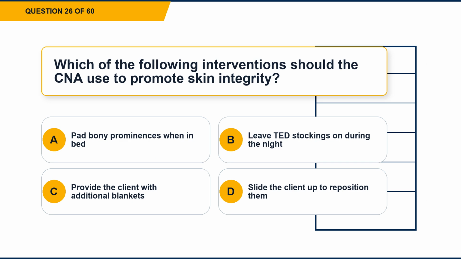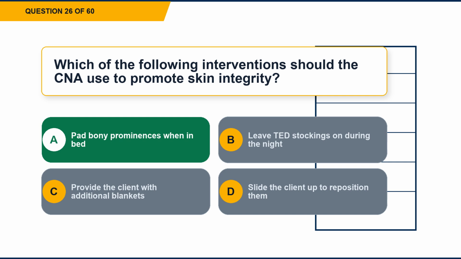Question 26. Which of the following interventions should the CNA use to promote skin integrity? Option A. Pad bony prominences when in bed. Option B. Leave TED stockings on during the night. Option C. Provide the client with additional blankets. Option D. Slide the client up to reposition them.